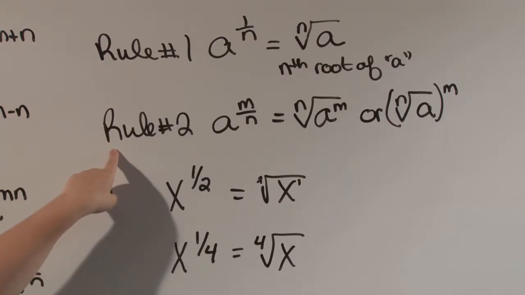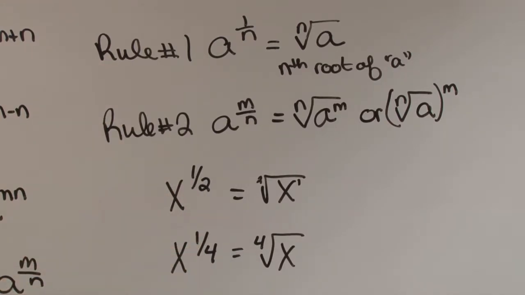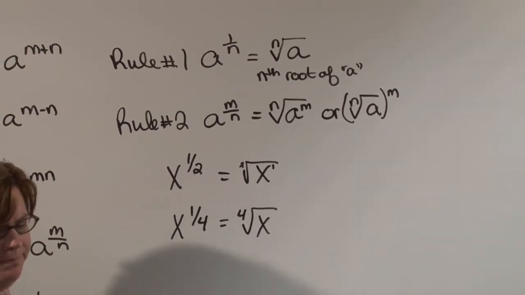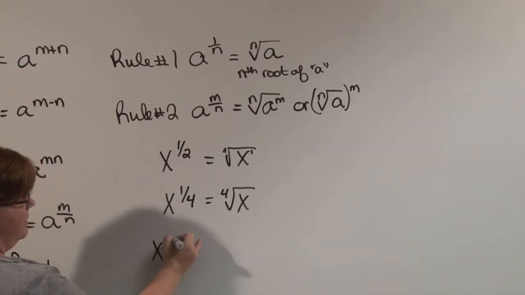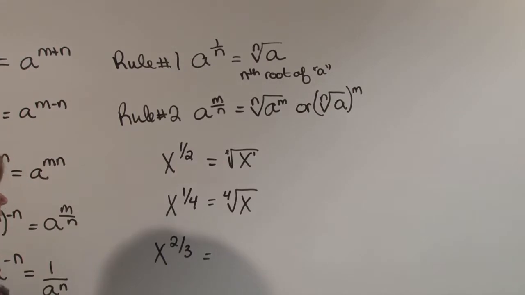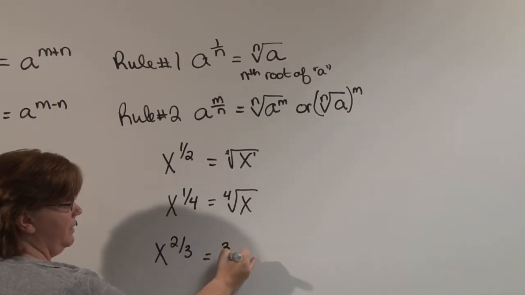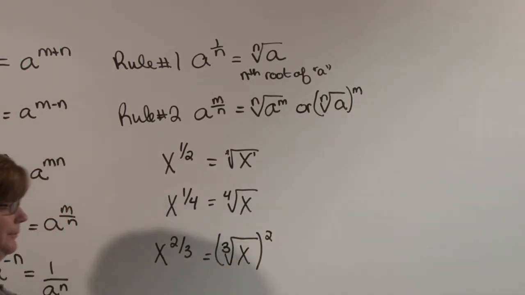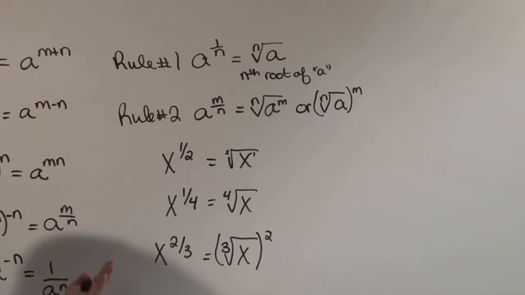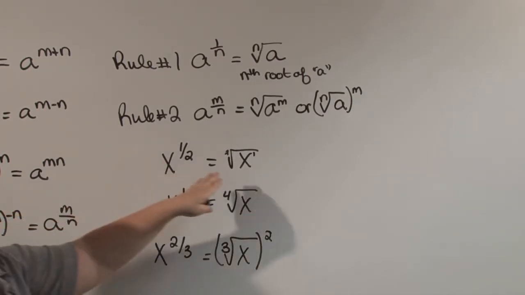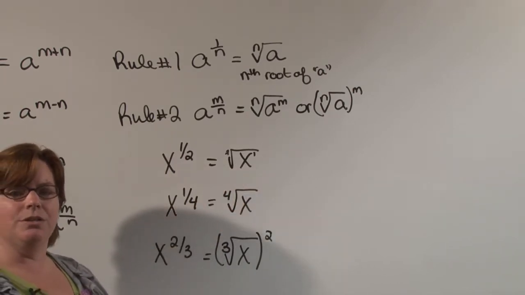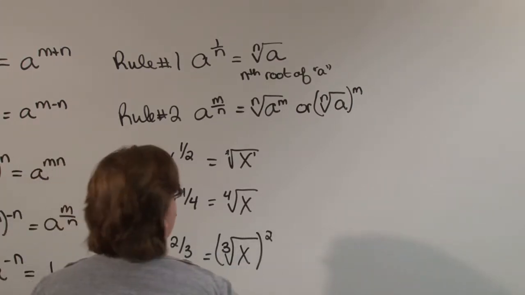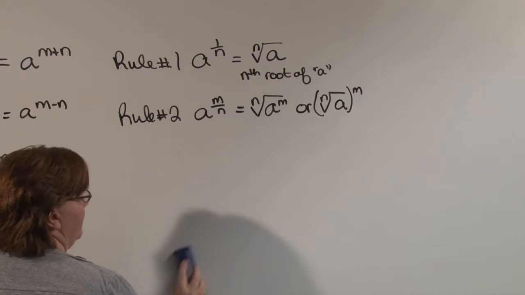Now let's try it with the second rule. So let's put a different number up top instead of just the 1. If I were to have x to the 2/3, now I'm saying I'm going to do the cube root of x, and then I'm going to take it to the second power. So that's just an equivalent way of writing rational exponents in radical form. Now, we can use this with just variables, but we can also use it with numbers. So let's actually see what it looks like with a number.